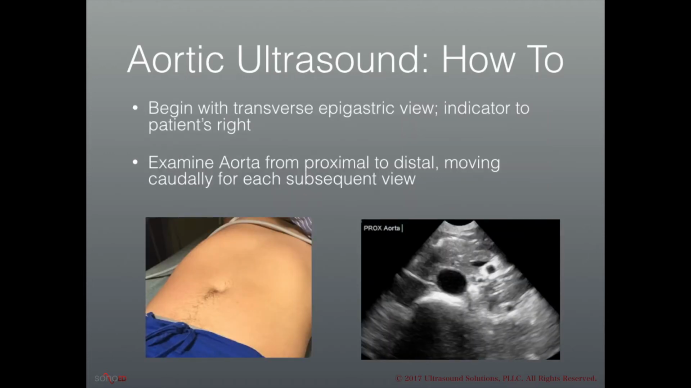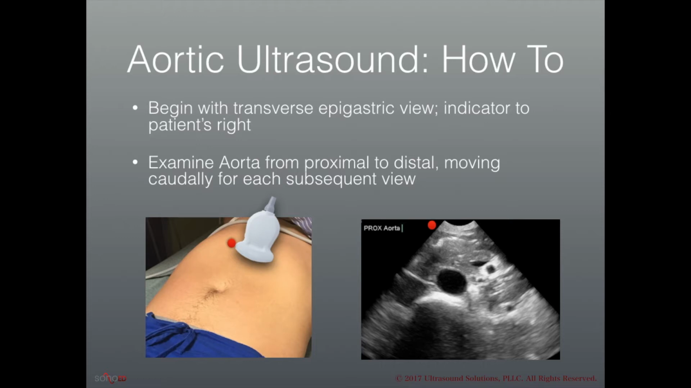To begin, we're going to start in the mid-epigastric region with our probe in a transverse orientation. Remember that the indicator on the probe will be to the patient's right, which will correspond with the left side of the ultrasound screen. We're going to examine the aorta in its entire length from the most proximal landmarks of the abdominal aorta all the way to the bifurcation.